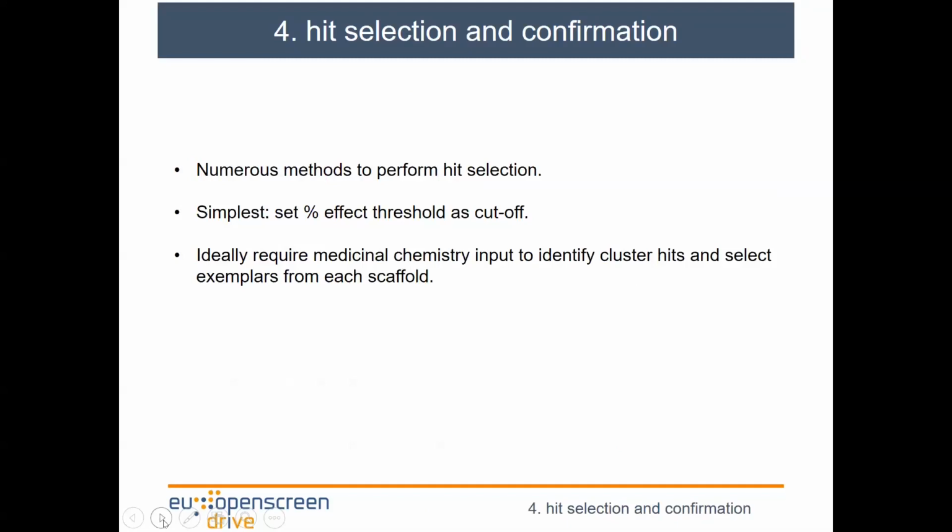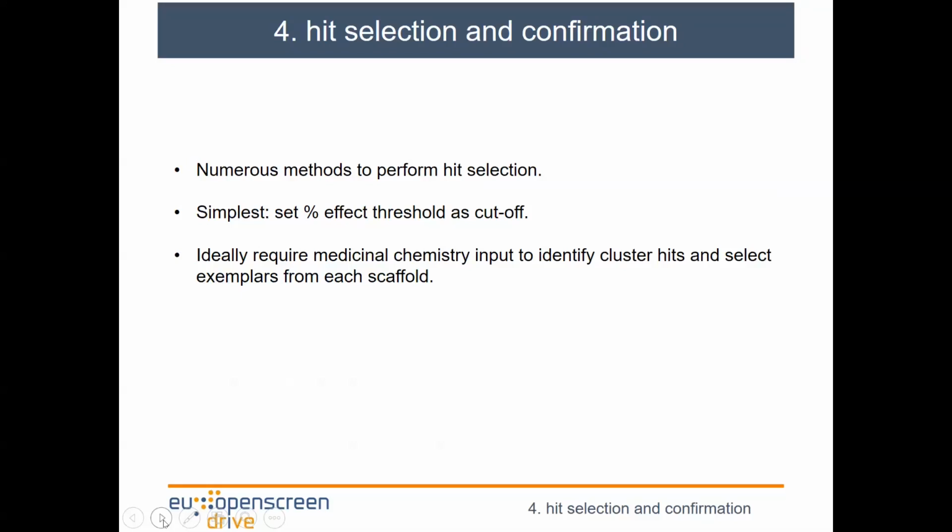If you only pick hits which are from one scaffold and then you confirm them, you really are limiting the progression of the project. So there are lots of ways of normalizing the data, and the simplest way is to just select a particular percentage threshold as a cutoff. However, this is really not the right way to do things.